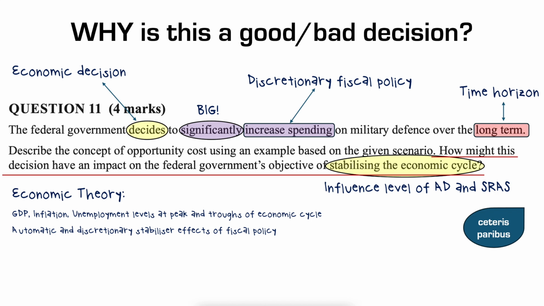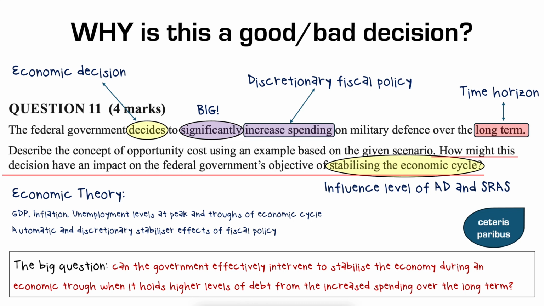We can also think about stabilising the economy from both the automatic stabiliser effect, but also the discretionary stabilisation of the economy. And in this question, I think we're really focusing on that discretionary side. So applying ceteris paribus once again to, would spending more money on military over the long term be beneficial to us being able to stabilise the economic cycle if we hit an economic downturn?